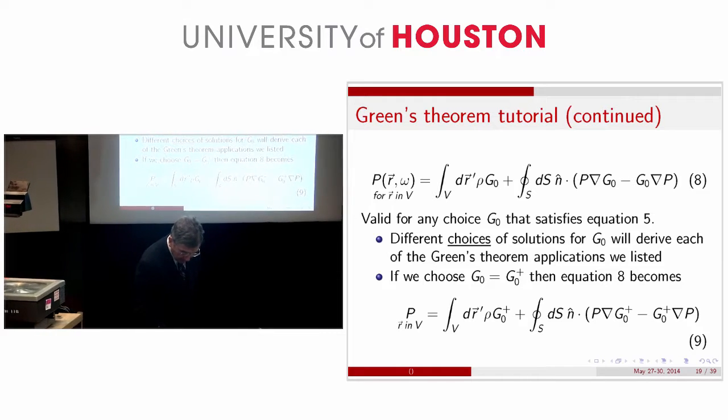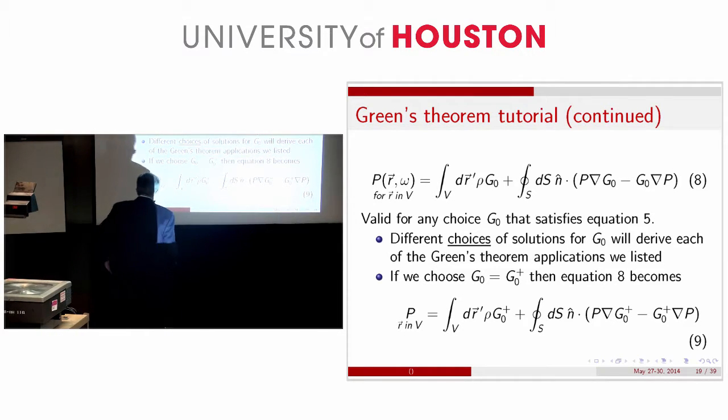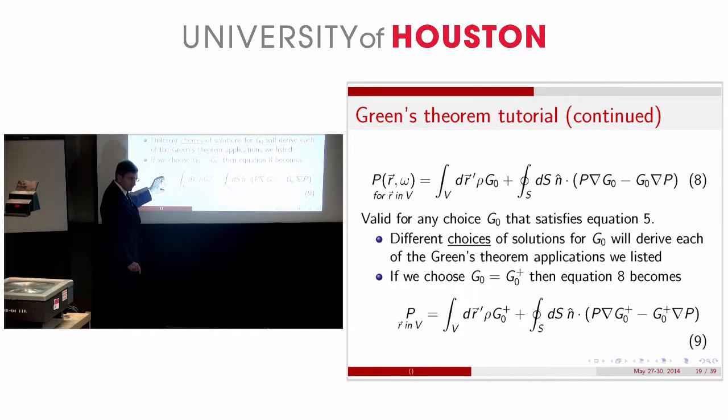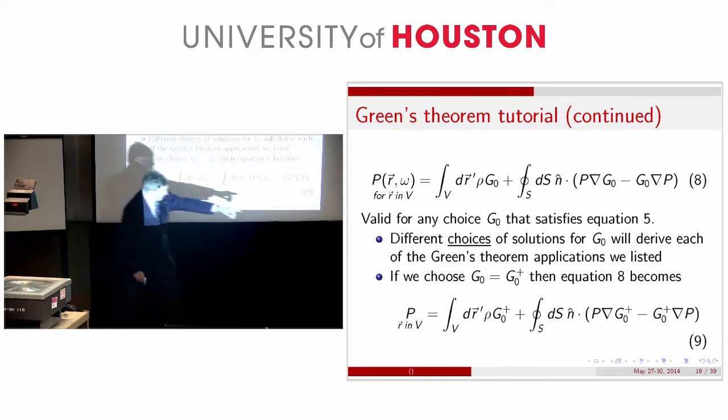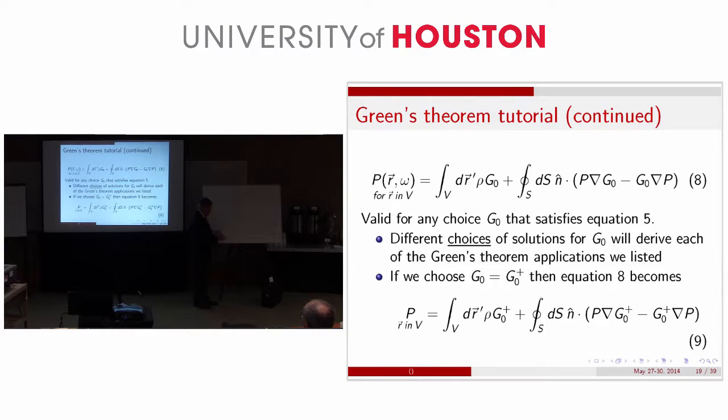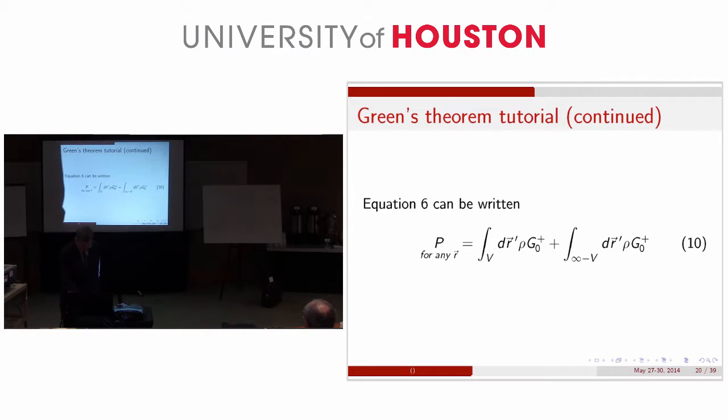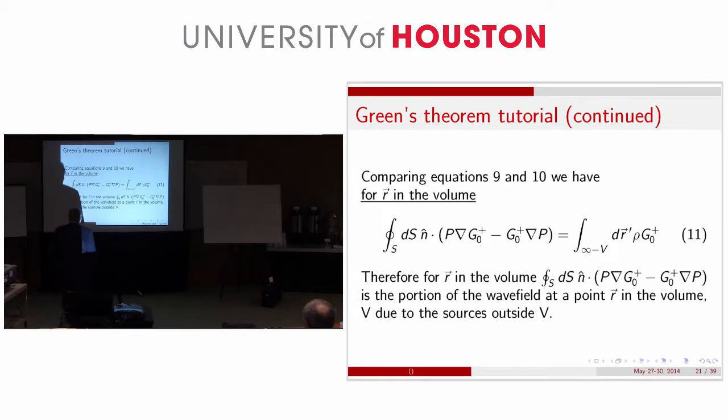But we're going to focus on this, which gives you an expression for only the field in the volume. Because if you take R out of the volume, this plus this is 0. That thing gives you an expression for the field anywhere, including in the volume. So in the volume, this has got to agree with that. That means that the surface integral must be the contribution for points R in the volume, the contribution to the field due to sources outside the volume.